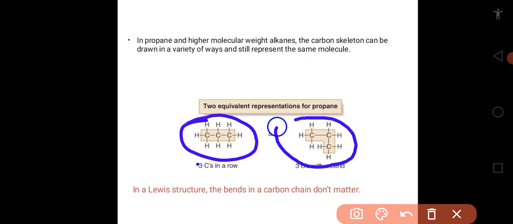So that is why you have to understand that the carbon can be drawn in a straight chain or in a bent form. There are 3 here, 1, 2, 3, and here it is also 3, and they represent the same thing in naming. There is no difference. The bend in a carbon chain doesn't matter, it doesn't mean anything, it's the same.